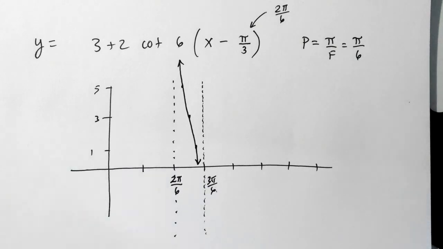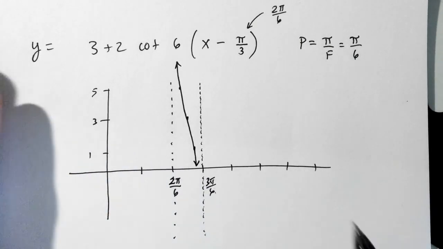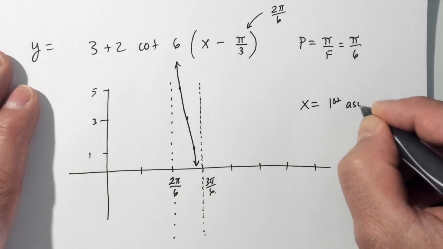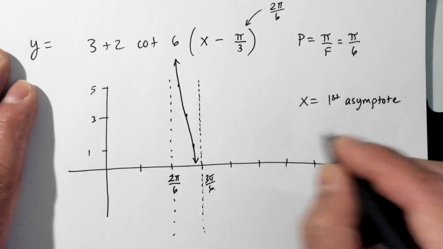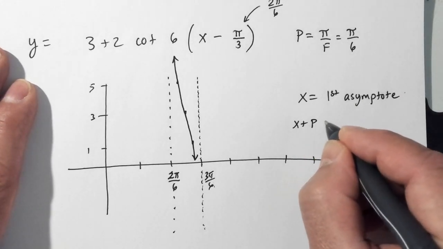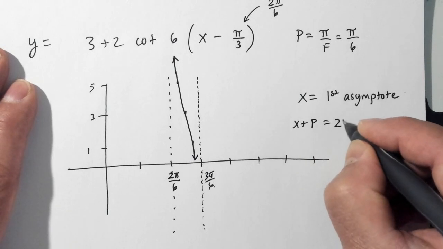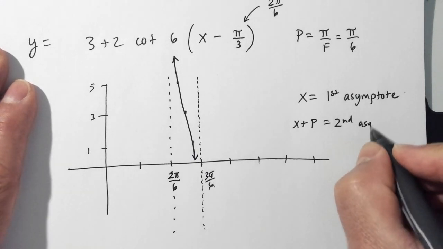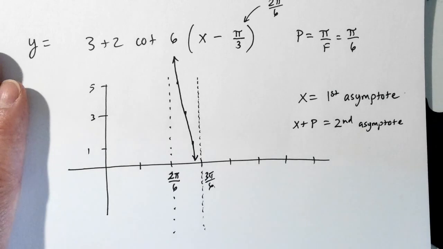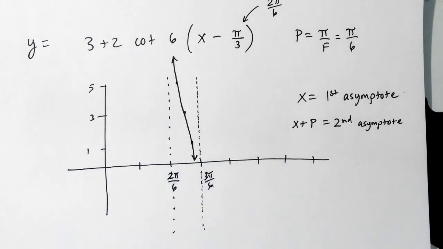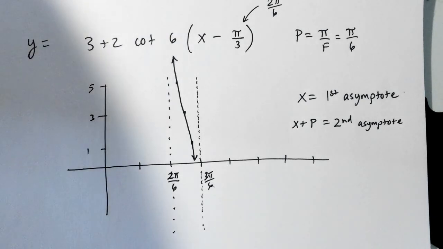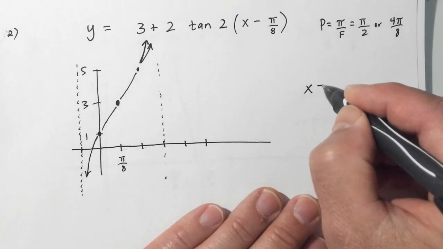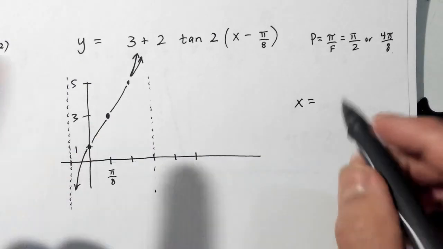So, recap. For cotangent, x tells you the location of the first asymptote. X plus period tells you the location of the second asymptote, or next asymptote to the right. But for tangent, x tells you the first middle point.